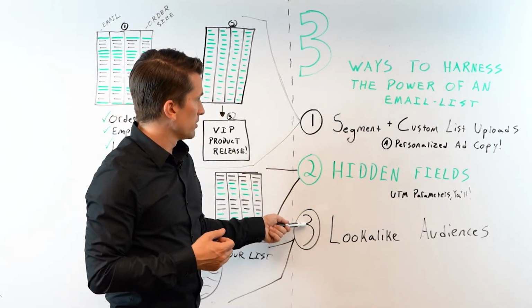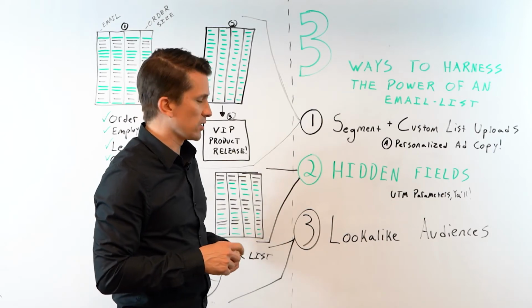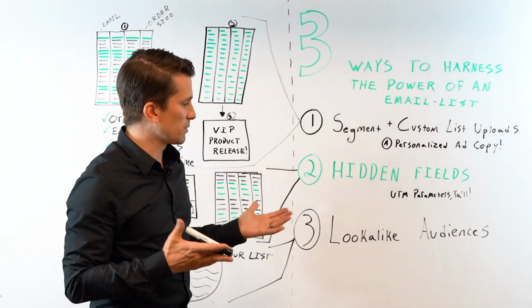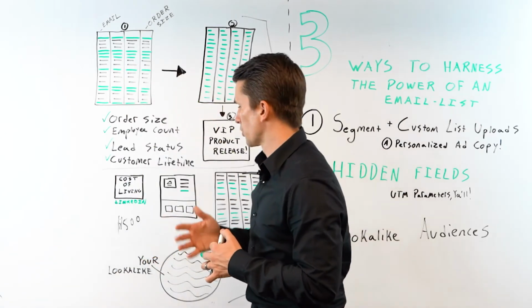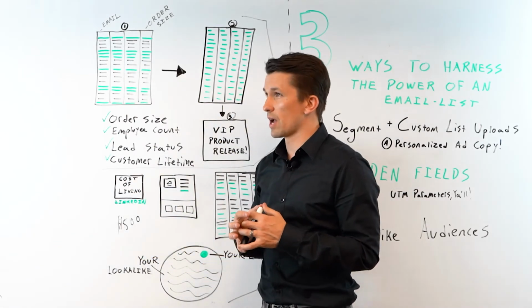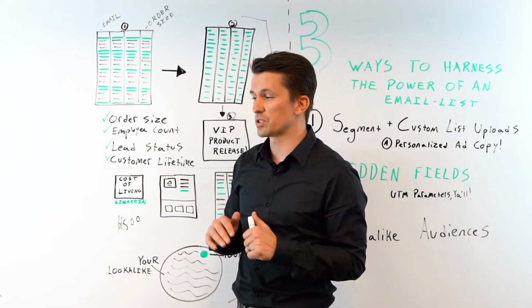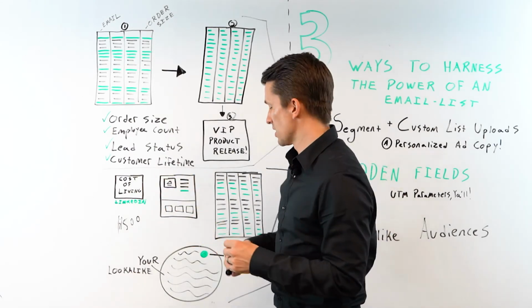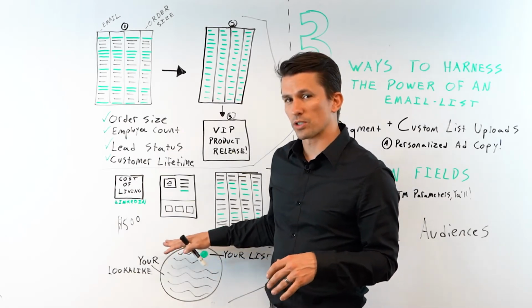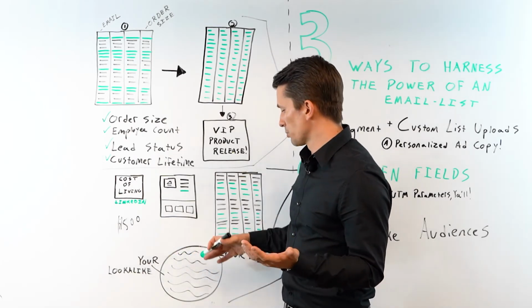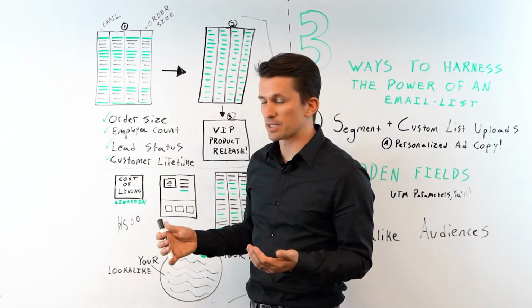The third and final way to harness the power of your email list is through lookalike audiences. This is something that's been around for probably 5 years now, maybe longer. I know I probably created my first lookalike audience in 2015, 2016, and was really blown away with just the opportunity that existed. The way that lookalike audiences work, and right now it's in a couple different platforms, we'll use Facebook and Instagram as an example.